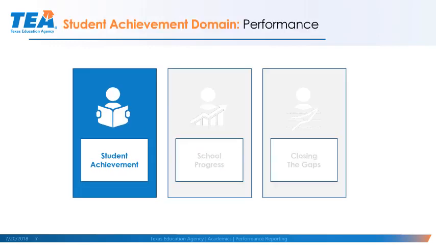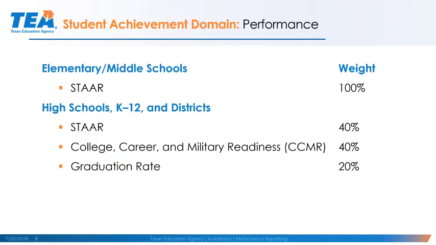Let's take a look at the first domain, student achievement. The student achievement domain has up to 3 components, depending on your campus type. For elementary and middle schools, STAR is the only available component and is weighted at 100%.